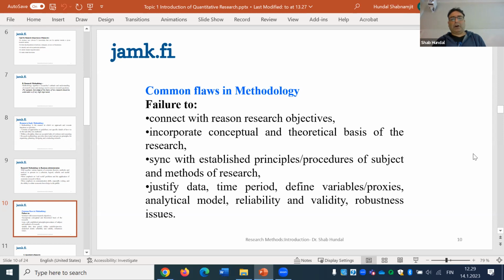A common flaw of methodology is that all the theories or conceptual things you learned either have no relationship with your data collection and data analysis, or it's somewhat contradictory. I told you the example of contradiction: your job was to analyze the linkage between education and the crime rate, and you end up getting the data for something else.